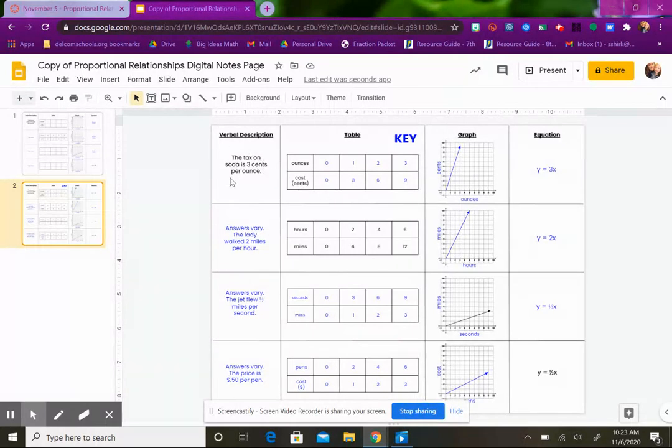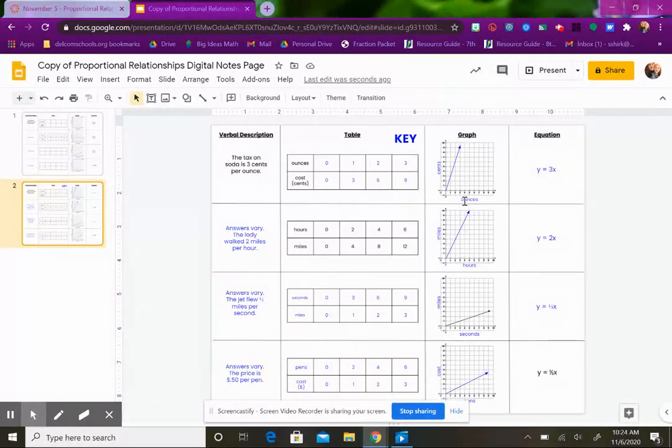And so I have a verbal description saying that tax on soda is 3 cents every ounce. And so we filled in a key. If I have 0 ounces, I'm going to pay $0 or 0 cents. If I have 1 ounce, I will pay 3 cents. 2 ounces, I'll pay 6 cents. Basically just multiplying by 3 every time. And so an equation for that would be 3 times x is equal to y. What am I doing to my x values to get my y values?